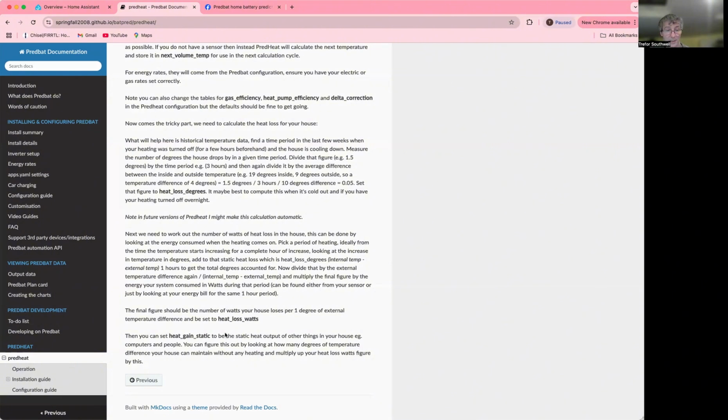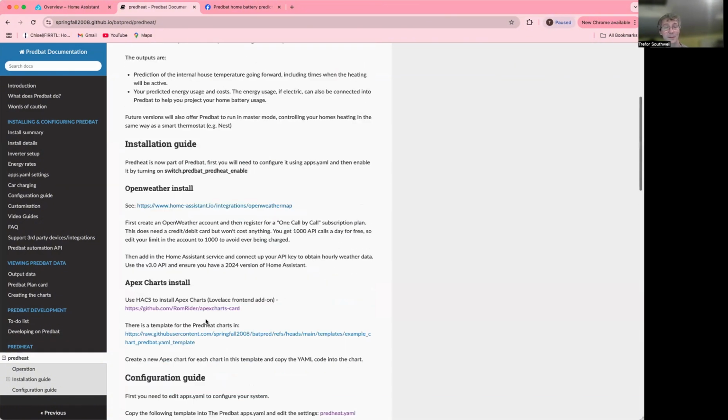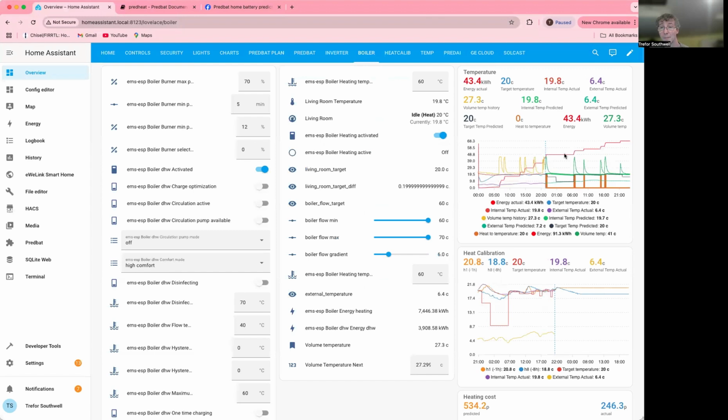And then also you can set a static heat gain, and this is like a correction factor based on things that are in your house that aren't your heating, that are doing heating, like people or computers. You may need to fiddle around with this on the calibration. So that's the sort of things you need to do to set it up. And then once it is set up, you'll get something like this, where essentially you get some predictions. This chart's a bit messy. It's got too many things on, I think.